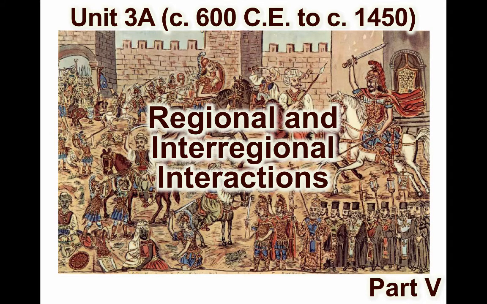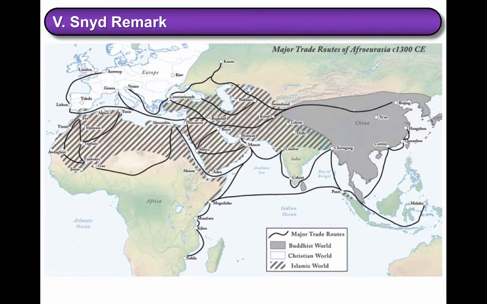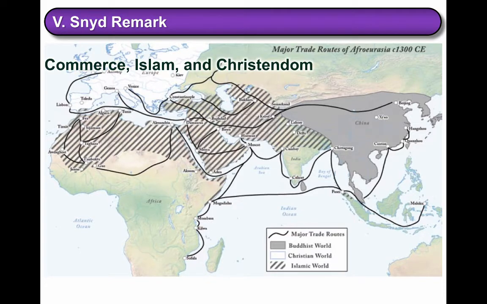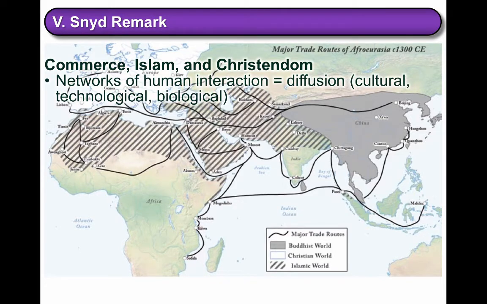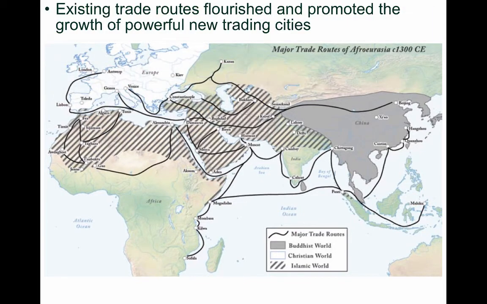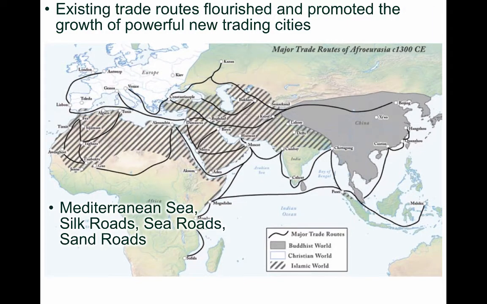In this video, we're going to be taking a look at a snide remark and bring this whole unit to a close. A deepening and widening of networks of human interaction within and across regions contributed to cultural, technological, and biological diffusion within and between various societies. Existing trade routes, including the Silk Roads, the Mediterranean Sea, the Trans-Saharan routes, and the Indian Ocean Basin, flourished and promoted the growth of powerful new trading cities, such as Timbuktu, Constantinople, and Baghdad.